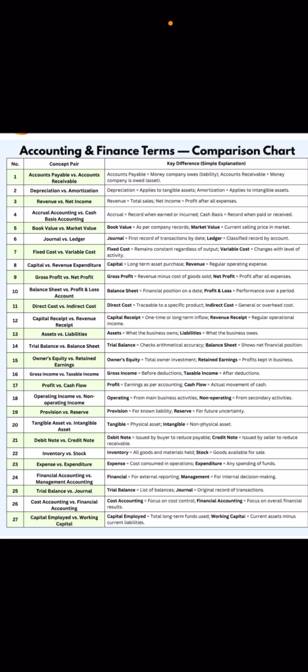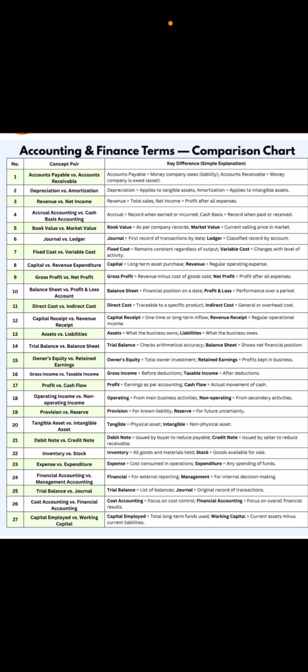Next, fixed cost versus variable cost. Fixed cost means it stays the same even if production changes. For example, rent has no changes, even if production changes or we earn profit. Variable cost changes with production. Raw material cost also changes with the changes in production. The variable cost depends upon the production process.